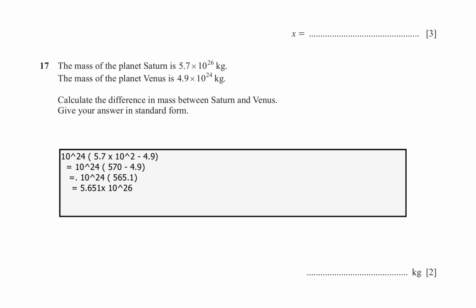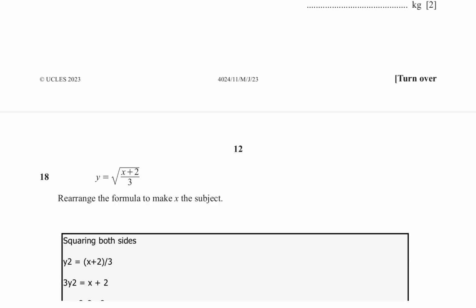Now I take 10 to the power 24 common. Now 5.7 times 10 to the power 2 minus 4.9, times 10 to the power 24, is 570 minus 4.9, which is 565.1 times 10 to the power 24. And in standard form, it's 5.651 times 10 to the power 26, which is our answer.